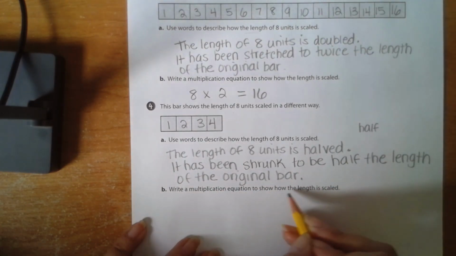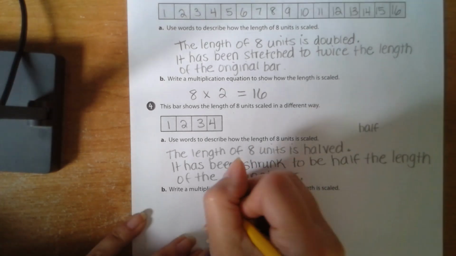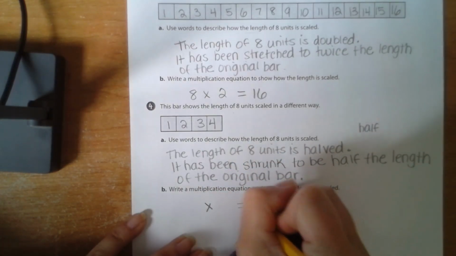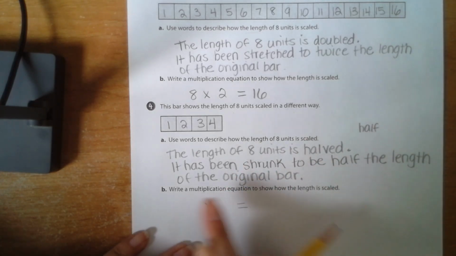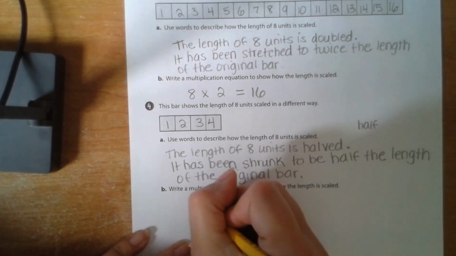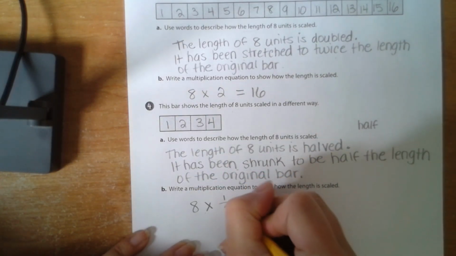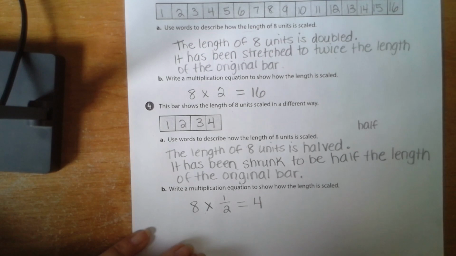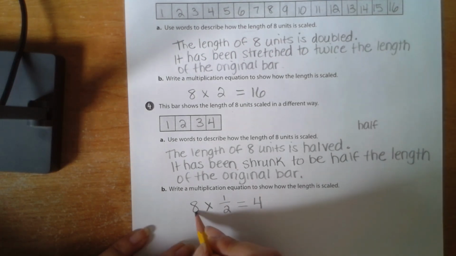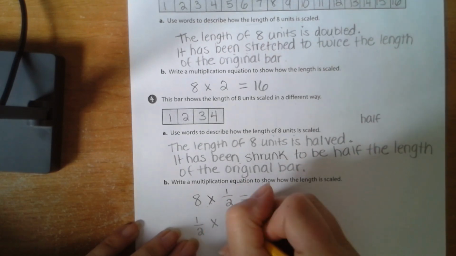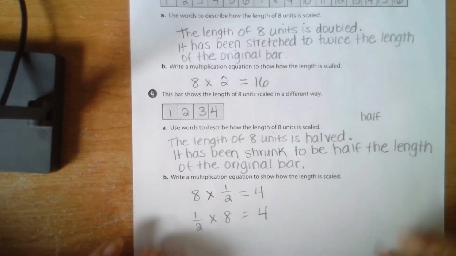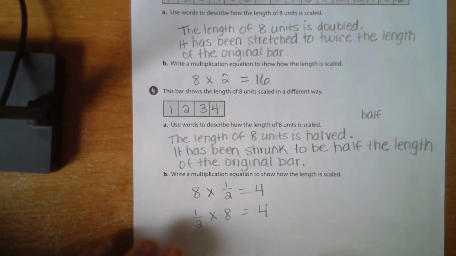Write a multiplication equation to show how the length has been scaled. I love this. So again, you can start with what's happening to the 8, or you can say I started with 8 and it's been halved to be 4. Does this look okay to you? There's nothing wrong with it. You're taking 8 and you're doing just half of it. This might feel a little bit better to you by writing half of 8. Either way is fine. Remember that commutative property, you can flip-flop.